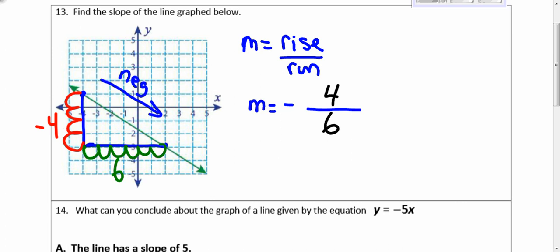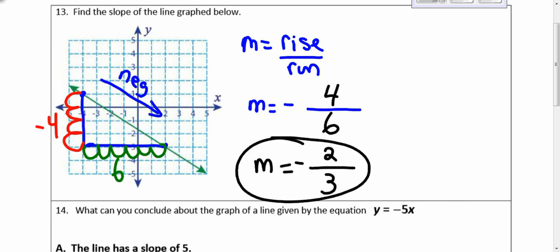You see I have this negative out there already. You could put the negative with the 4. You could put the negative in front of the fraction. It's the same thing. But don't put the negative with both numbers, the numerator and the denominator. So reduce it. It is -2 over 3. And this slope is -2 over 3.